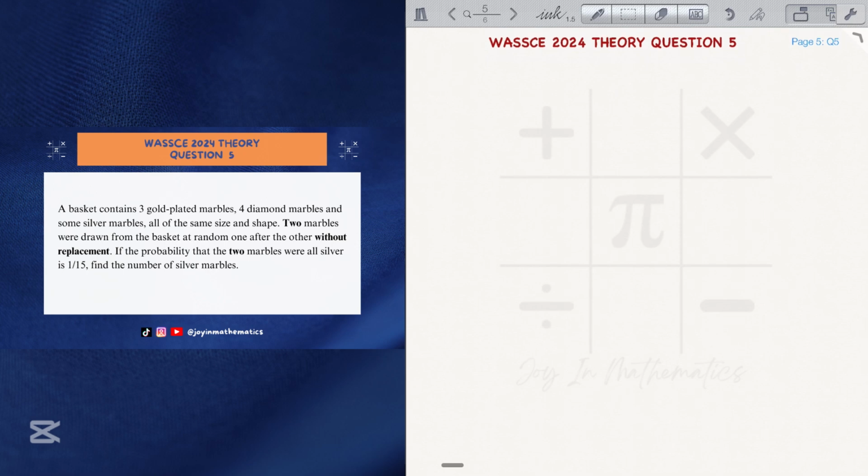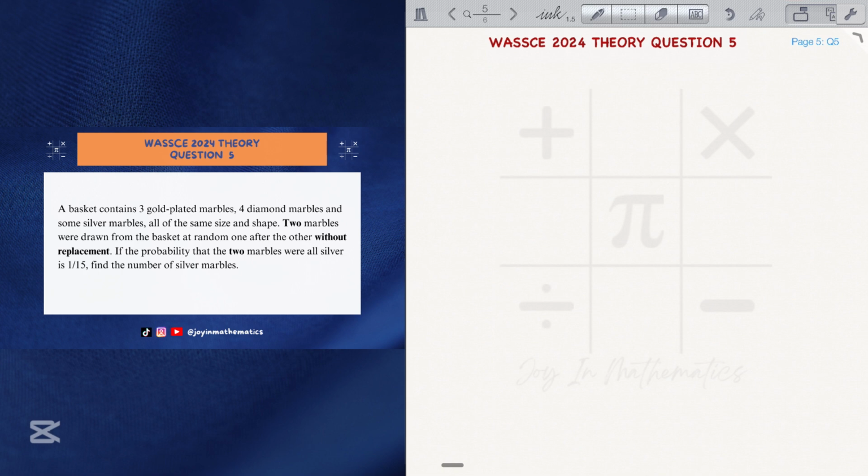Now moving on to the theory section, question 5 of WASSCE 2024. We're given that a basket contains 3 gold plated marbles, 4 diamond marbles, and some silver marbles, all of the same size and shape. 2 marbles were drawn from the basket at random, one after the other, without replacement. If the probability that the 2 marbles were all silver is 1/15, we should find the number of silver marbles. So let's go over the question again.